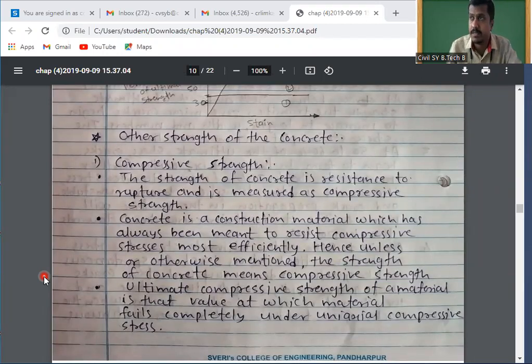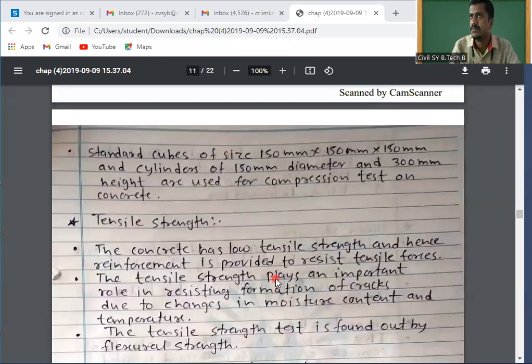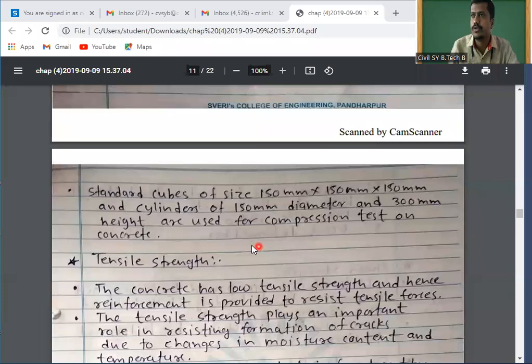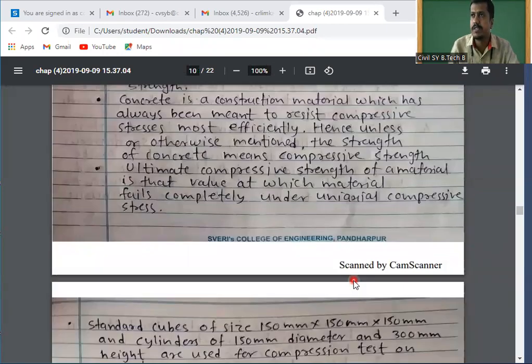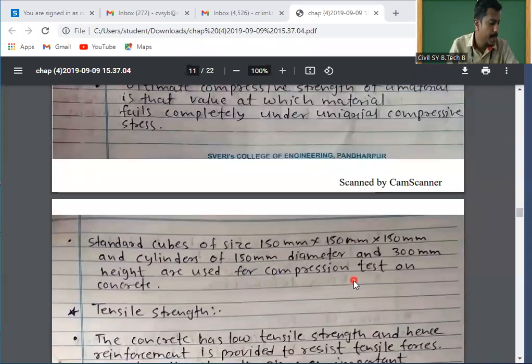Hope you understand this. What is compressive strength? Everyone getting how to calculate the compressive strength? As I told you, standard cubes of 150 by 150 by 150 mm size, we are going to use. Okay, others please do respond.